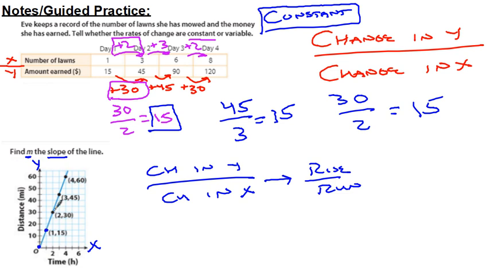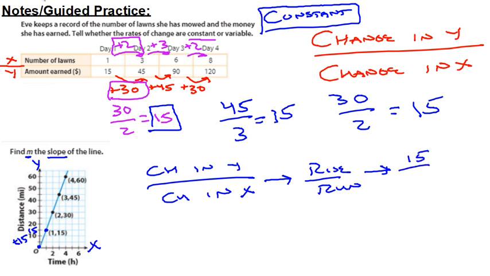Okay, so I can pick any two of these points. And what I'm doing is I'm figuring out how much does it go up from here to here and how much does it go left and right from here to here. That's what is the rise and then what is the run. The rise is going up and down. That's the change in the y values. To go from 0 to 15, the rise is up 15.